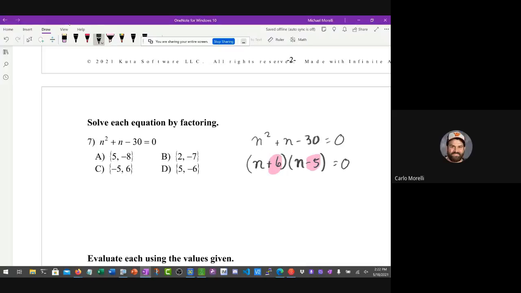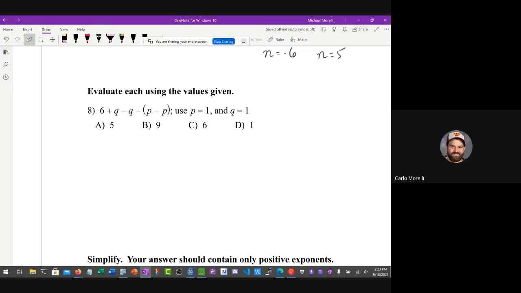Now all you have to do is set each factor equal to 0. So n plus 6 equals 0. N minus 5 equals 0. So we subtract 6 from both sides. N equals negative 6. We add 5 to both sides. N equals 5. So those are your two solutions, positive 5 and negative 6. So it's D.